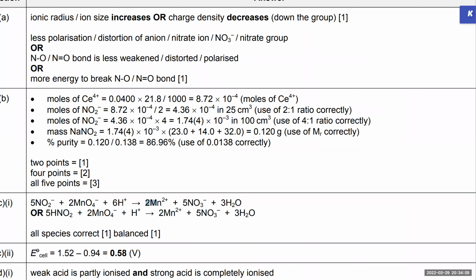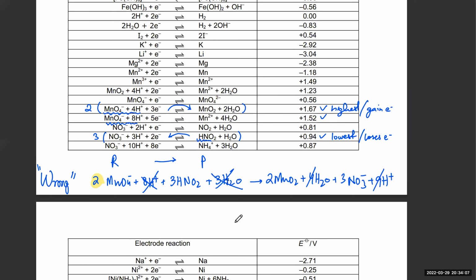Now, the reason why it's Mn2 plus, there's a lengthy way of understanding that, and there's a shorter, simpler way of understanding that. Make sure whatever you've done, you've done correctly. There's nothing wrong with this. The shortcut is whenever you get acidified MnO4 minus, go for the 1.52 equation.